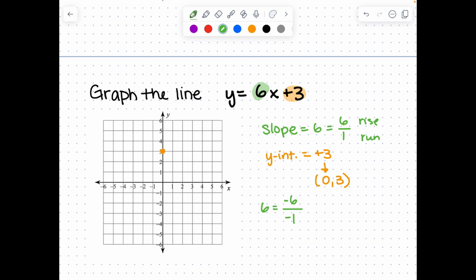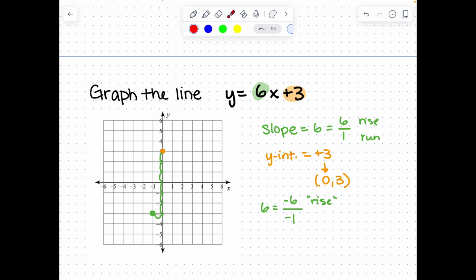So instead of counting up, this rise is negative, so it's actually going to be a drop. I'm going to count down 6. 1, 2, 3, 4, 5, 6. So now I'm here. I've counted down 6. And now that negative 1 for our run, that means we're running backwards 1. So we're going to go to the left. And there's my new point after going that negative version.